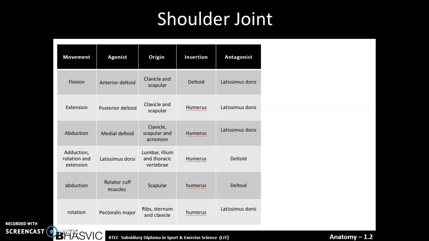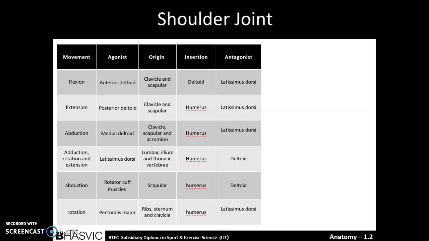When the agonist is the medial deltoid and the antagonist is the latissimus dorsi, the movement is abduction. The origin is in the clavicle, scapula, and acromion. The insertion is in the humerus.